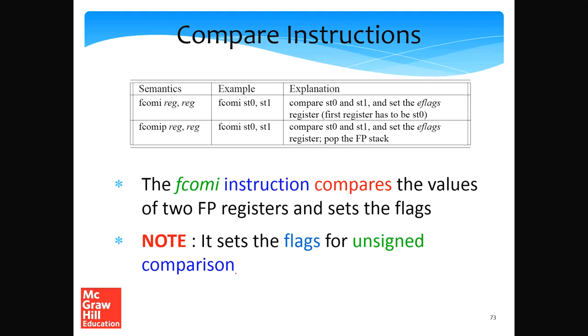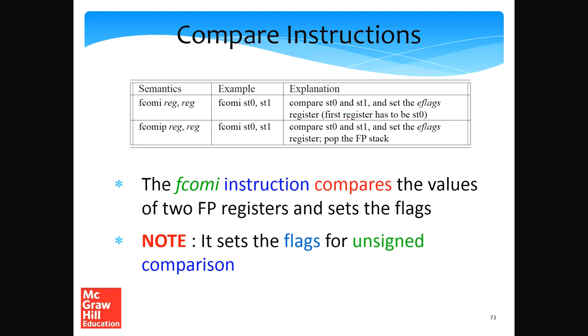Alright, so now let's take a look at comparing floating point numbers. That's important because a lot of code has branches and so on that depend on the results of comparison. So compare also has two simple variants. The first variant is FCOMI. So here we compare two registers, let's say ST0 and ST1, and we set the flags register appropriately. The caveat in most variants of the x86 instruction set is that the first register has to be ST0.